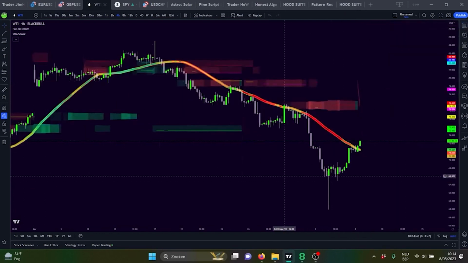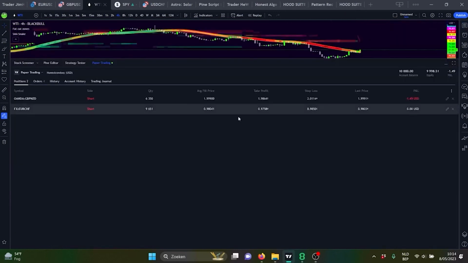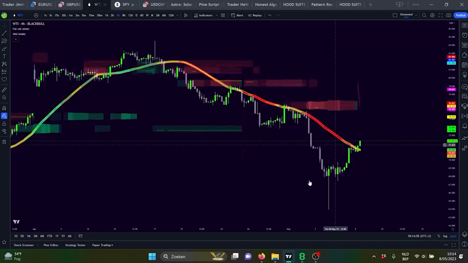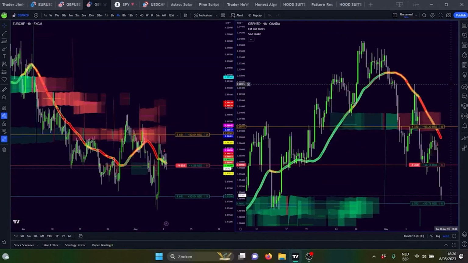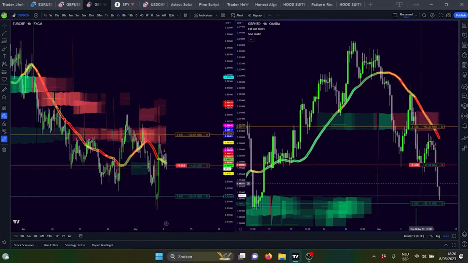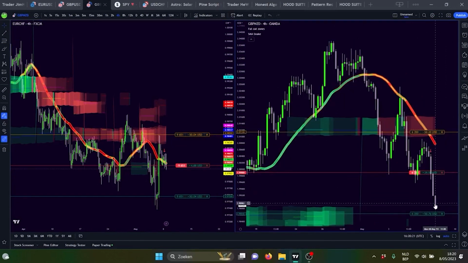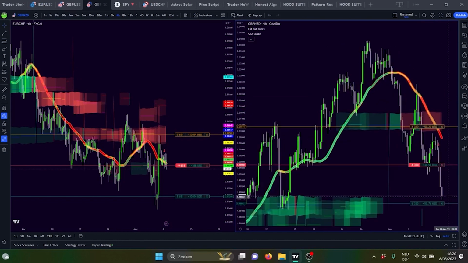Alright, that's all. We entered 2 trades. Let's see how they perform. Alright, quick update. The second position we took on GBP NZD is very much into profit. I don't know, it probably will hit the target, but you never know.